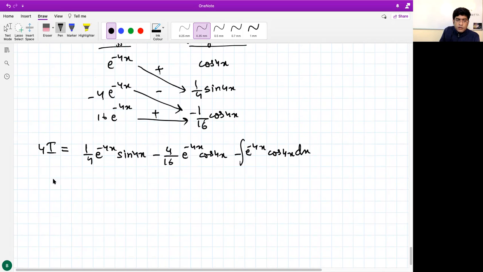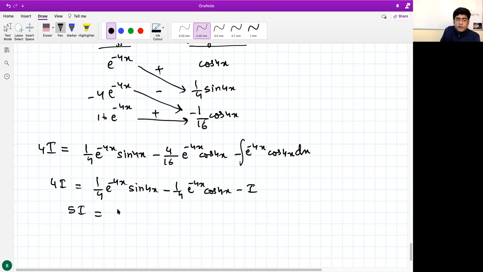So let's see what we get. This is 1 by 4 e to the power minus 4x sin 4x minus 1 by 4 e to the power minus 4x cos 4x, minus now this is I. All right, so let's bring it this side. So 5I is equal to, now there is a 1 by 4 common here, e to the power minus 4x sin 4x minus e to the power minus 4x cos 4x.